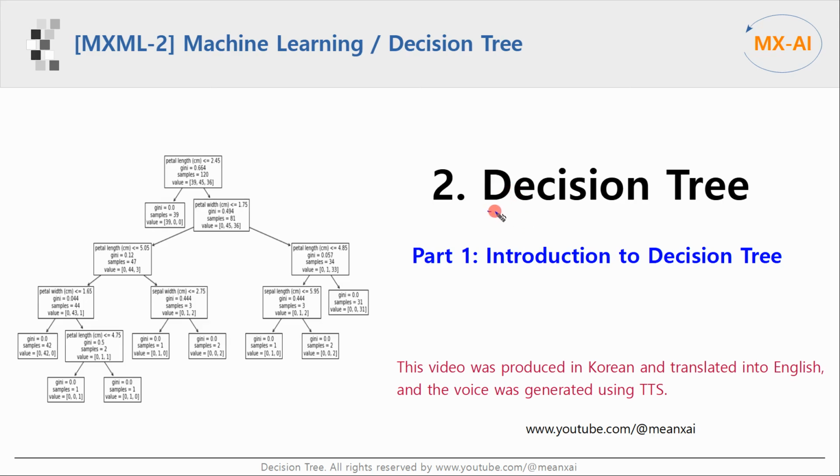In this series, we will look at the decision tree algorithm. Let's look at how to use decision trees to perform classification and regression.